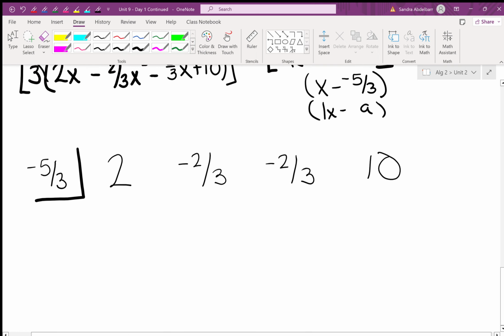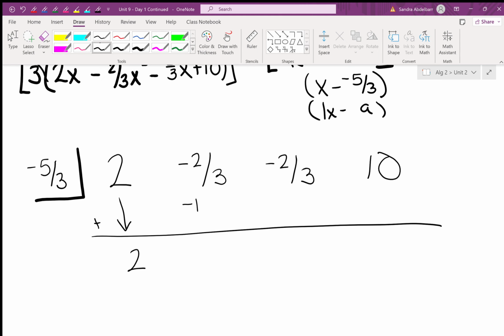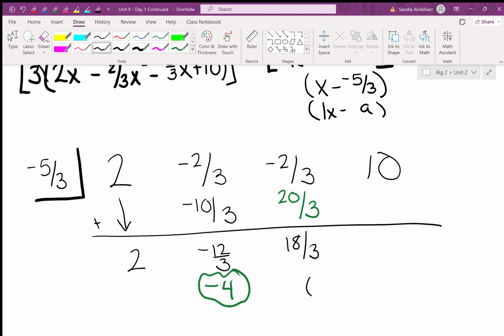All right, so now we bring down the first term, and we're going to say 2 times a negative 5/3 is a negative 10/3. Well, negative 2/3 plus a negative 10/3, isn't that a negative 12/3? But what's negative 12 divided by 3? Negative 4. So now I'm going to do negative 4 times a negative 5/3, which is a positive 20/3. So now I'm going to have a negative 2/3 plus a positive 20/3, which is 18/3, which is positive 6.